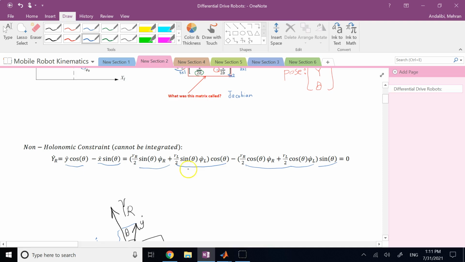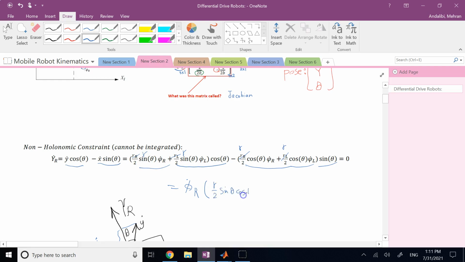Why is that? Well, if you just do it, what's going to happen here? If you factor out phi dot r, what terms would you get? Here you have r over 2. Let's assume the r's are the same. They are all r. So the phi dot r term is going to be what? It's going to be r over 2 sine theta cosine theta.